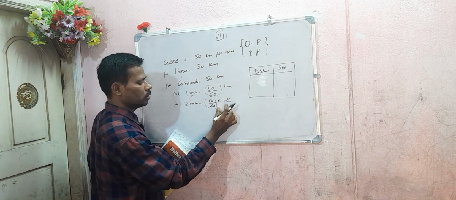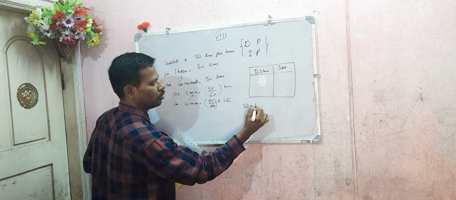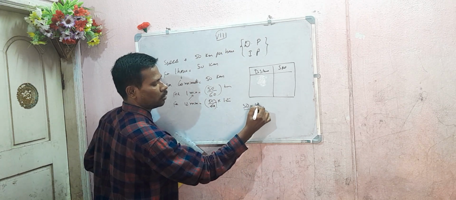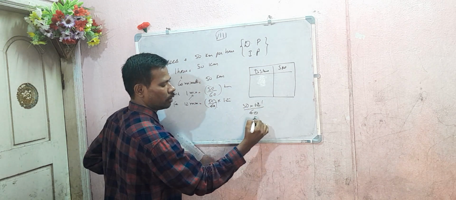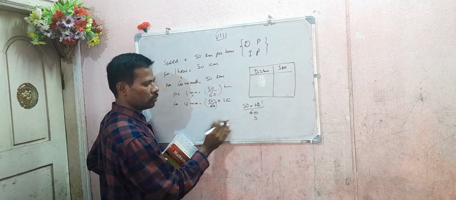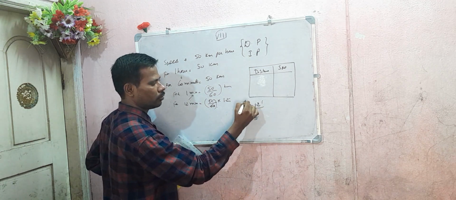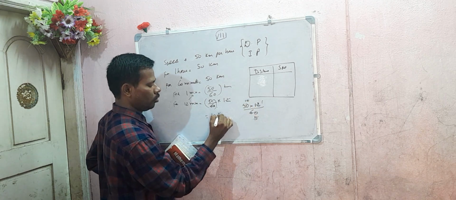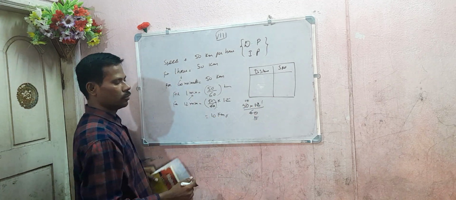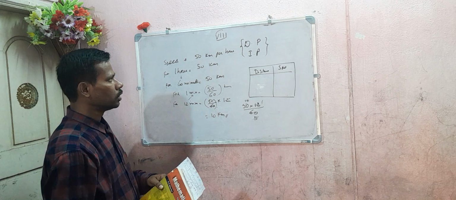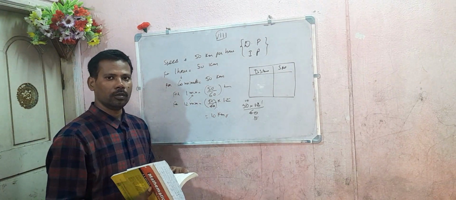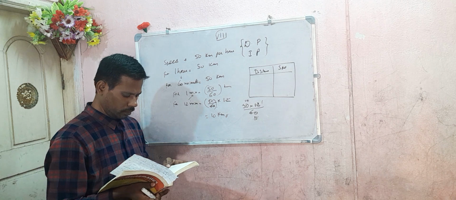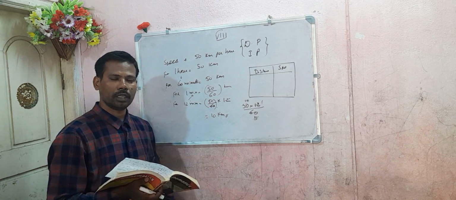Or you can do it like this: 50 into 12 by 60. Simple. 12 fives are 60, or follow this one: 12 fives is 60, 5 ones are 5, 10 kilometers. So for 12 minutes your father will say that we have traveled 10 kilometers.